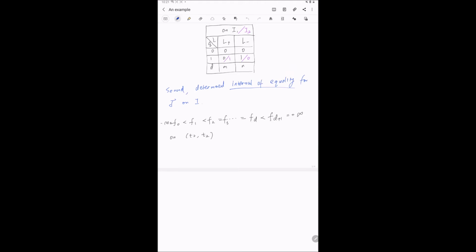Now you can easily see from here that there are only two possible intervals of equalities: 0 to 1 intersection Z, and 1 to D intersection Z. In the first case, there's only one number, just 1. In the second case, you get 2, 3, all the way to D.